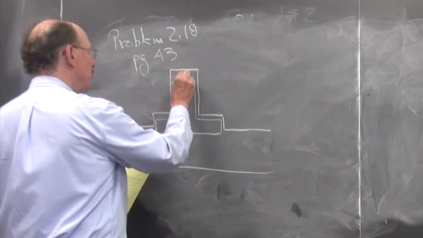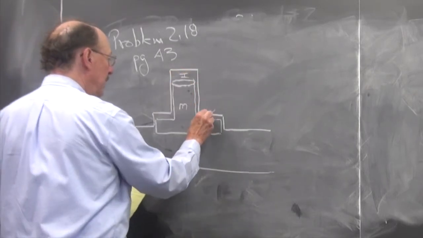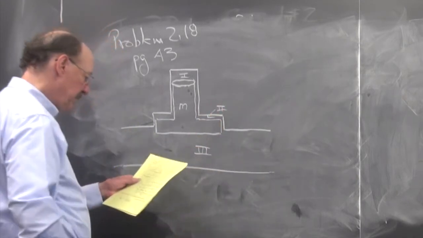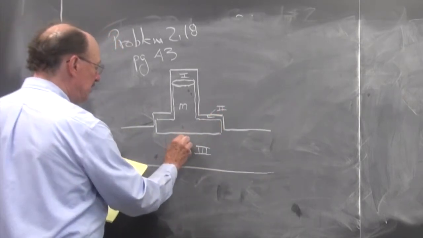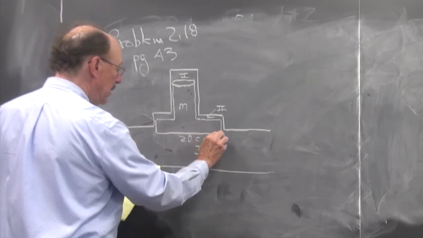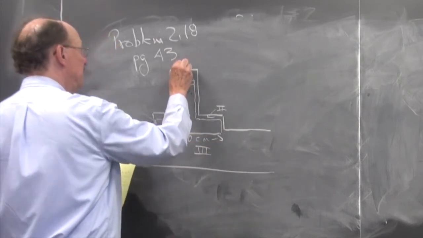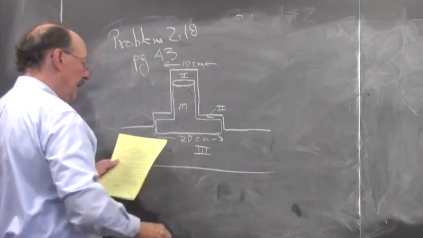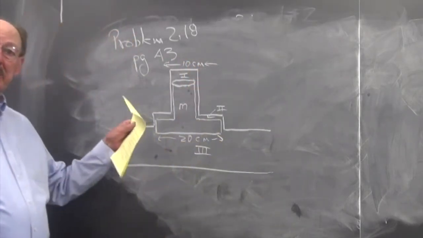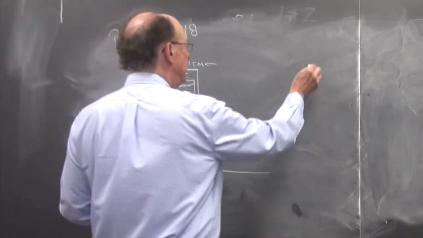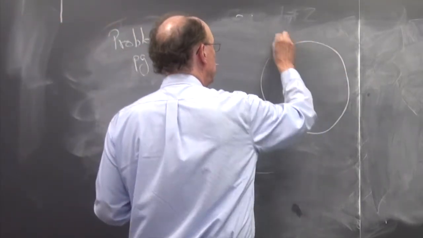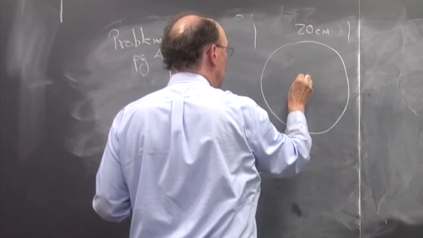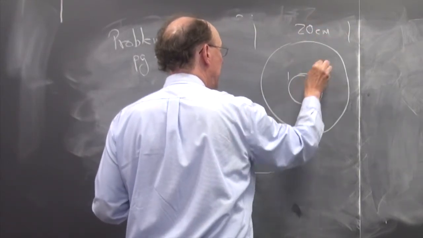We're going to have pressures. I have area 1, area 2, and 3. And this distance is 20 centimeters. This distance is 10 centimeters. And so if I were to look at this from the top, this would be 20. This would be 10.